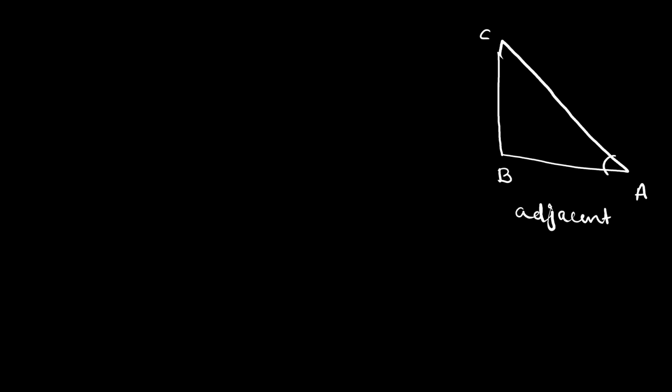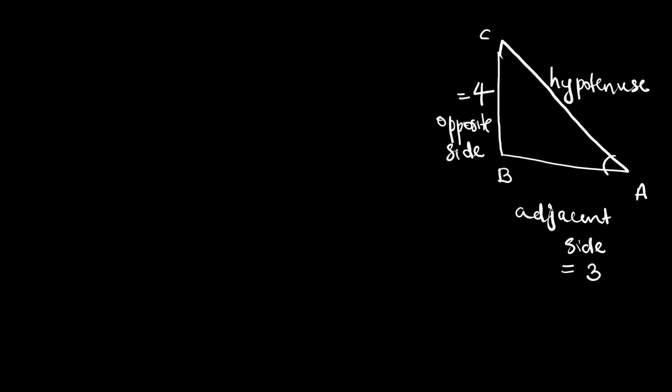Now we will again draw this triangle. This is triangle ABC. This is the adjacent side. This is the opposite side. And this is the hypotenuse. Now we have already found that BC equal to 4 and adjacent side AB equal to 3. Now what would be the hypotenuse AC? Okay, we have AB equal to 3 and BC equal to 4. What would be the hypotenuse AC?